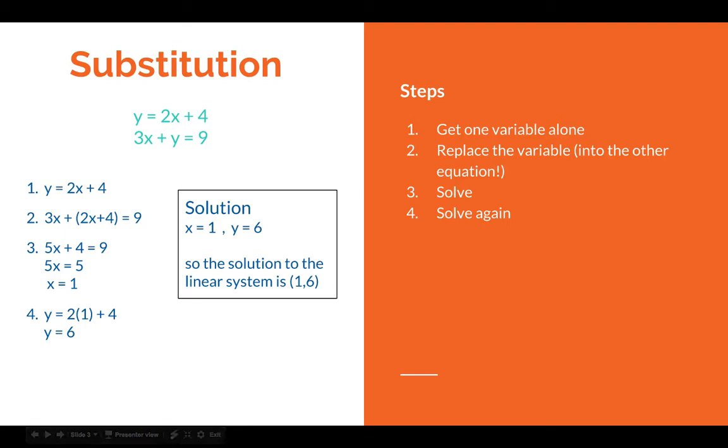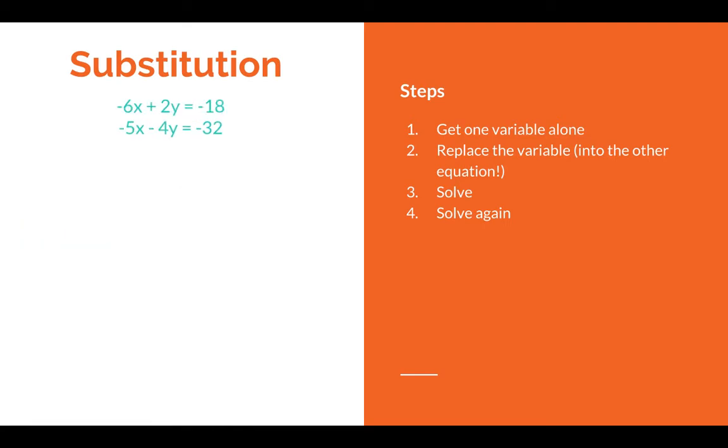Okay, so let's move on to another example, slightly a little more difficult. And here's another example for substitution. So we have negative 6x plus 2y is equal to negative 18, and negative 5x minus 4y is equal to negative 32. Same steps again. Okay, so let's follow them through.